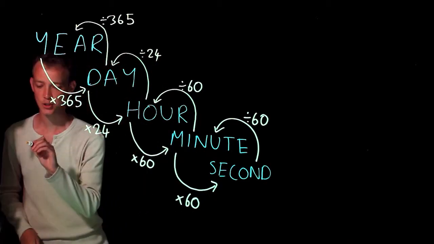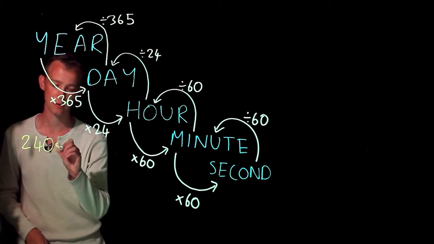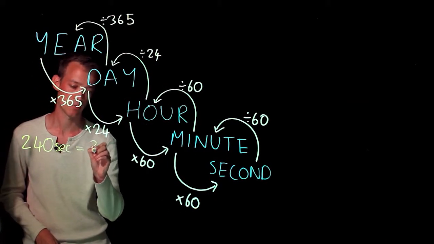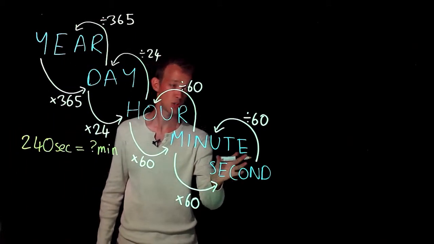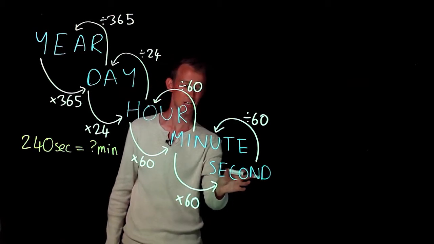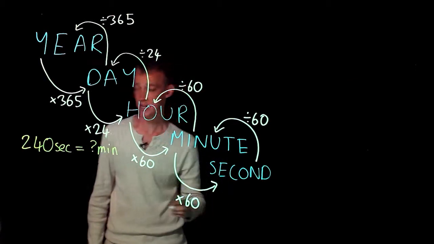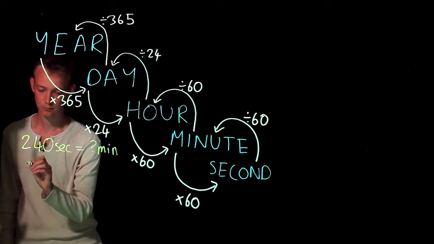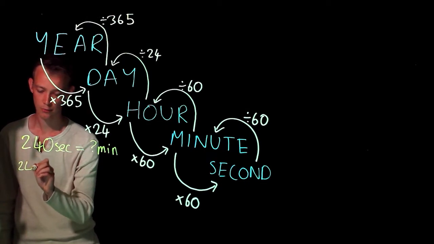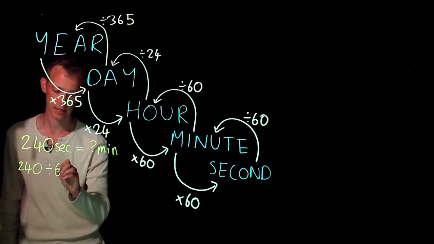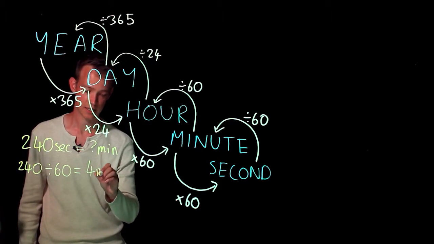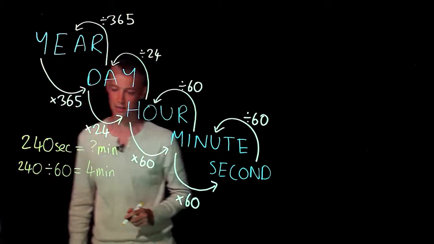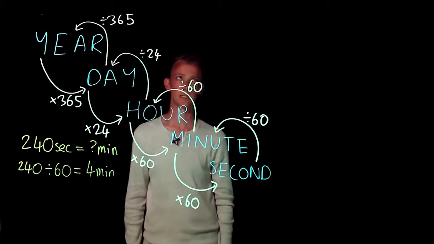Let's say I'm looking at 240 seconds into a number of minutes. Well, I've got 240 seconds. To change seconds into minutes, I'm going to be dividing by 60. So, 240 divided by 60, and using my calculator, I'll find that is 4, or doing it in your head, you'll find that's 4 minutes.